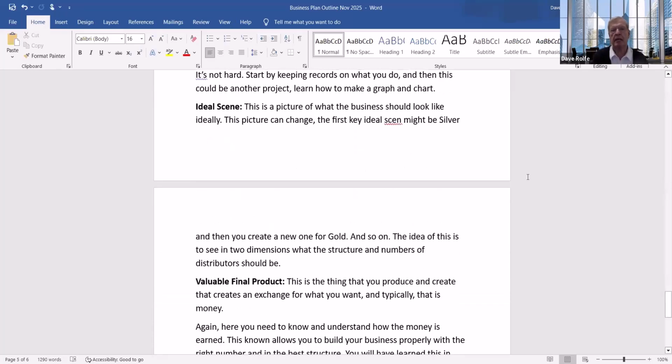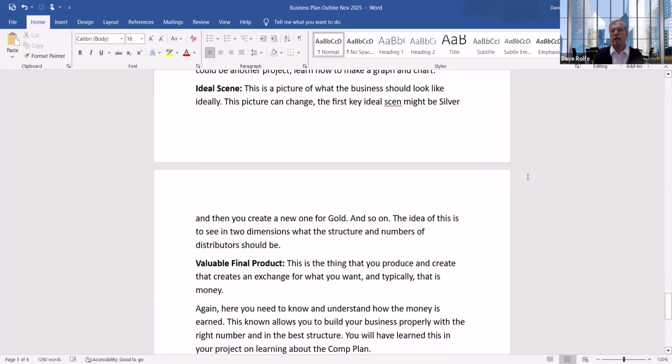Okay, we've got 7 minutes to cover two things. Ideal scene. This is a picture of what the business should look like. I use this analogy all the time. You have a piece of land and you want to build a 4-bedroom home, 2 bathrooms, a rumpus room, whatever you call them, an open floor plan, a garage, a back entertainment area. So what do you do? You go to an architect. What does the architect do? He creates a picture.